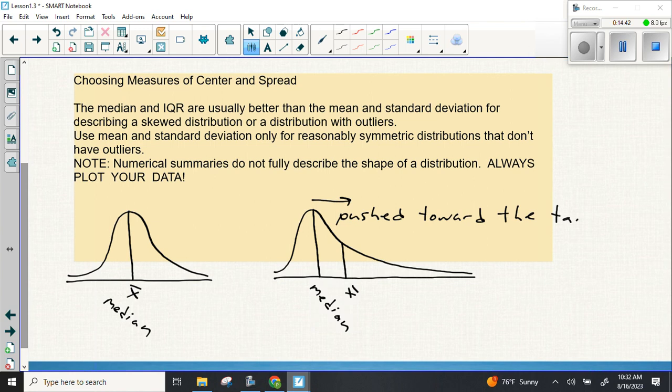And that makes sense. Think about the way that we calculate an average. If I'm calculating an average and I have a very large, high value, that's going to increase my average. So we don't want that. We want a better measure of center, and in that case that would be median, because our mean is getting pushed towards the tail. It's no longer very accurate.